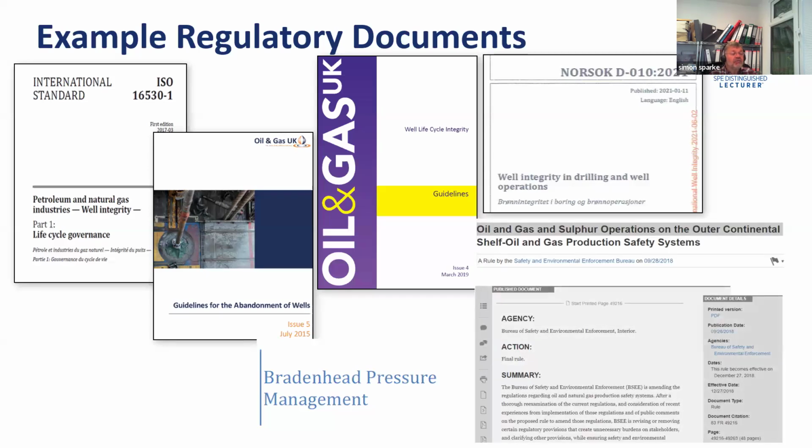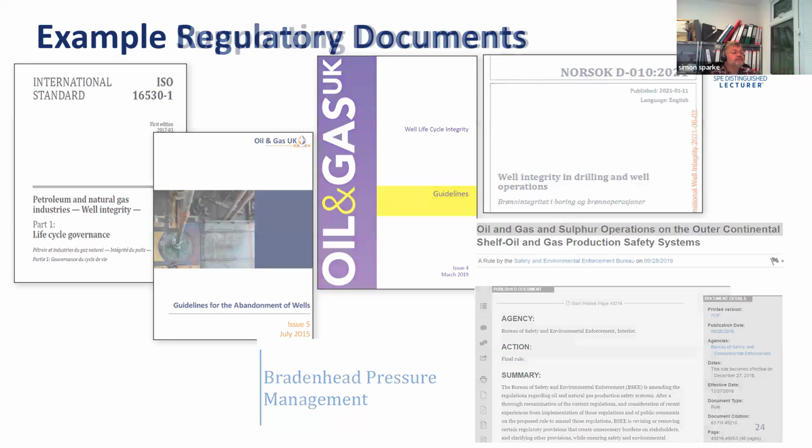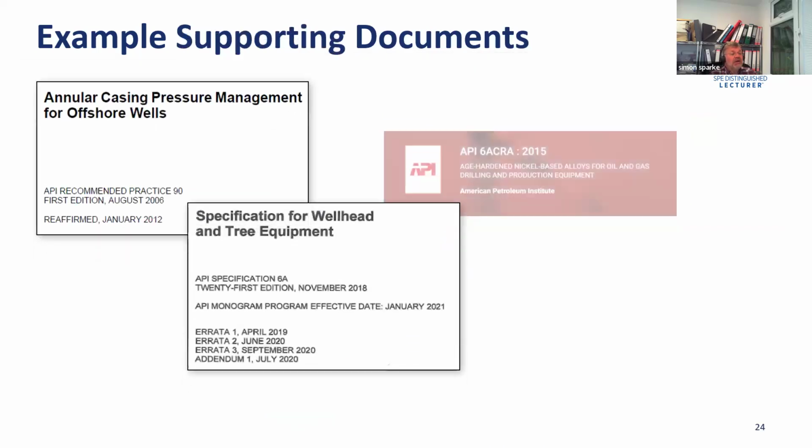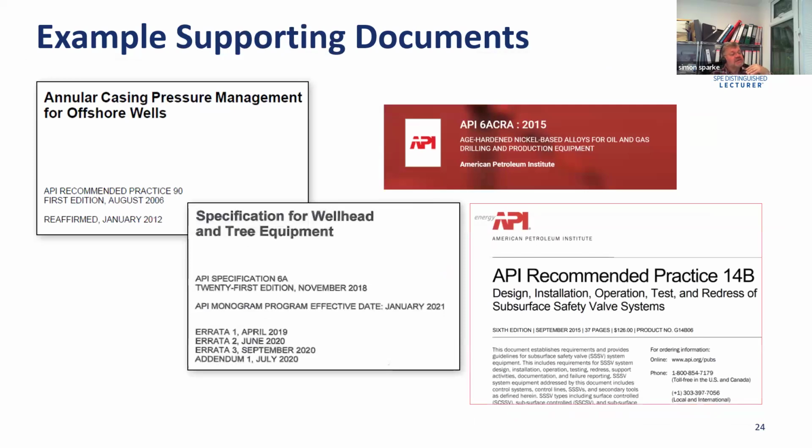So there's a variety of different things. We've got Oil and Gas UK documents, very, very well written. And we then got the other API documents that come in. So there's API 90, so 90-1 and 90-2, that's for onshore and offshore wells. We've got API 6A, a huge document that tells us exactly how we should be specifying our valves, our Christmas trees, and our wellheads. We then also have another excellent document, API 6A CRA, that's the corrosion resistant alloys. Our favourite of all, of course, is API 14B, which is the design and installation of subsurface safety valves.